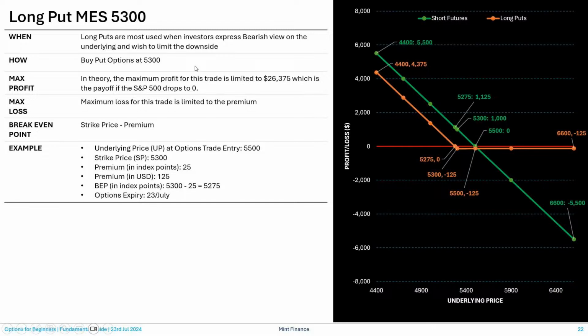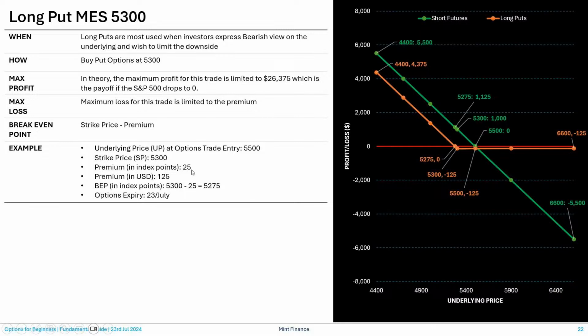In theory, the maximum profit for this trade would be limited since the S&P 500 cannot trade below zero. So this theoretical limit would be around $26,000, but again, that is purely theoretical. The maximum loss for this position, again similar to the long call, is limited to the premium we pay upfront. Beyond that, our losses are capped, so we're not going to lose any more money.